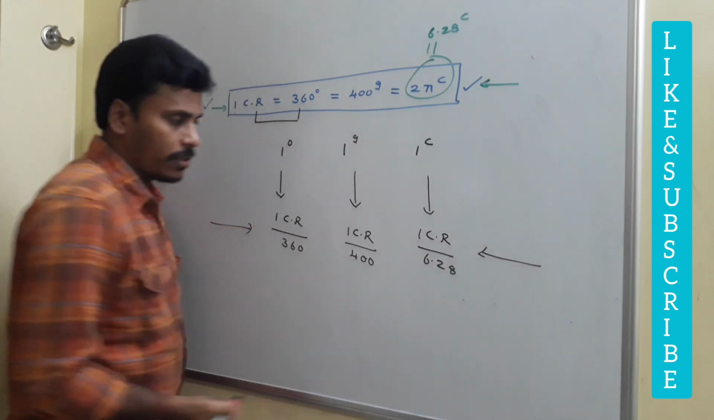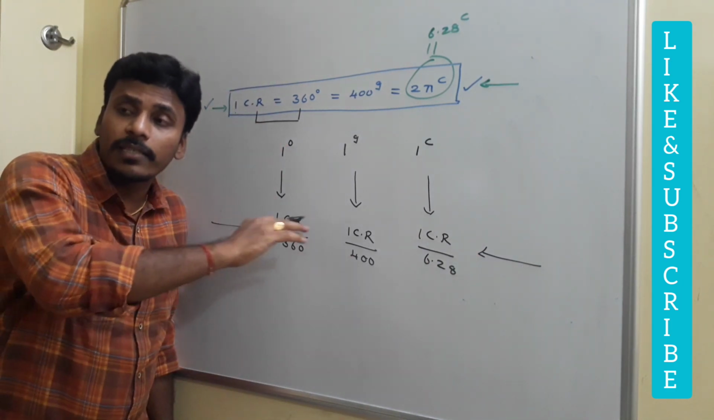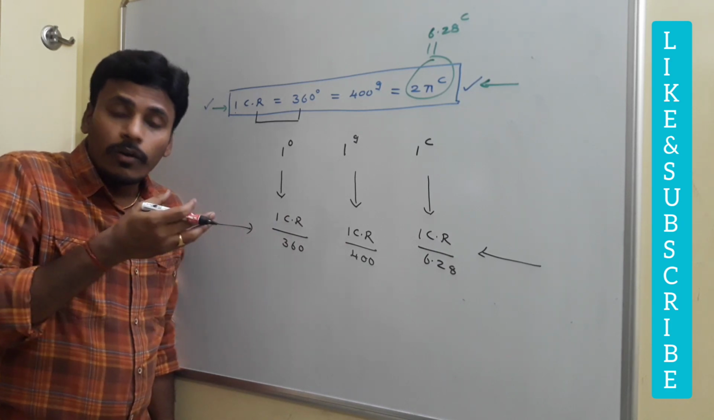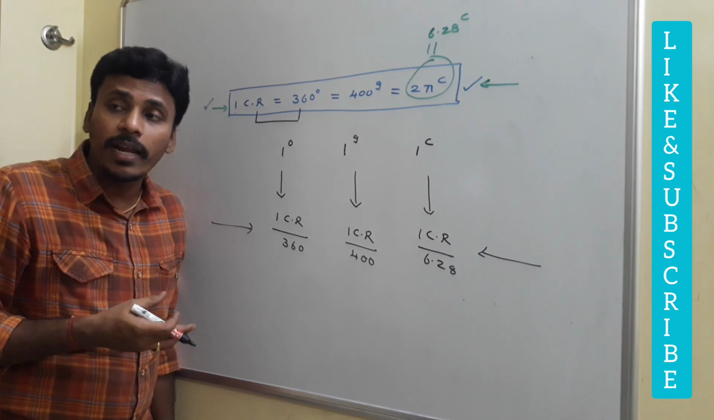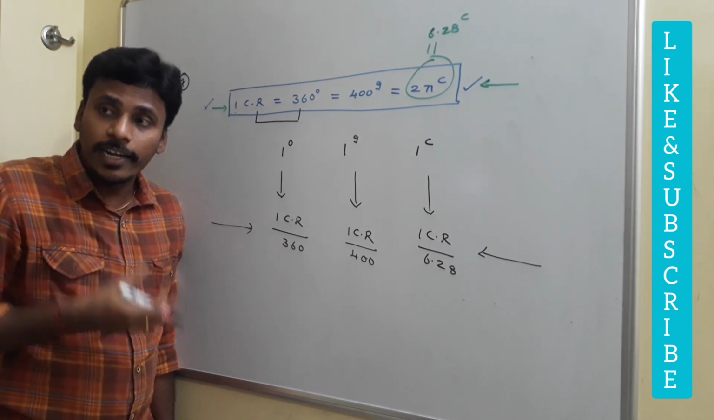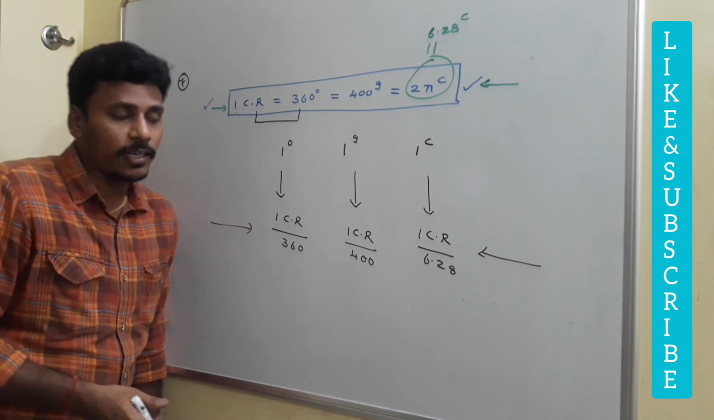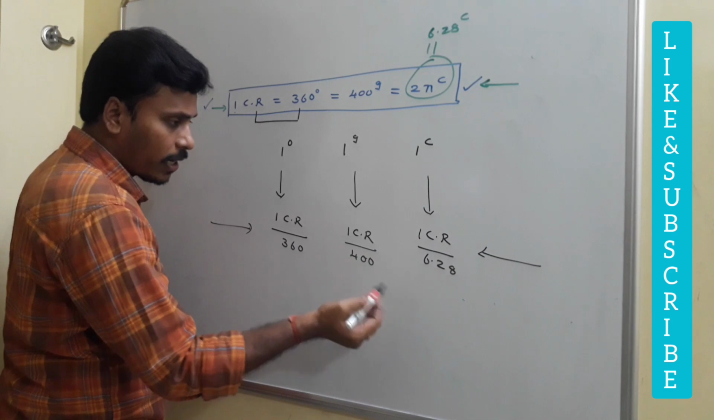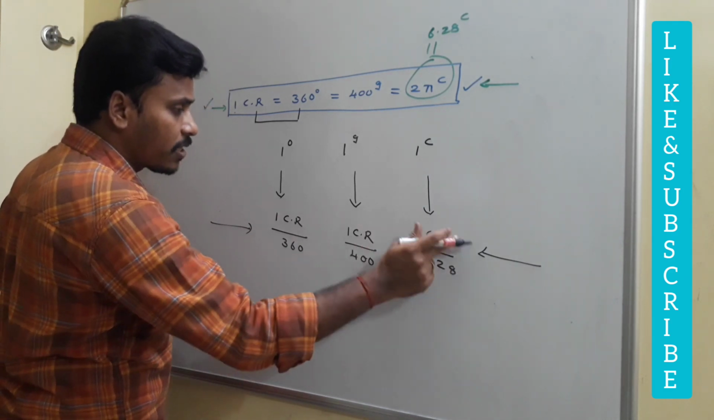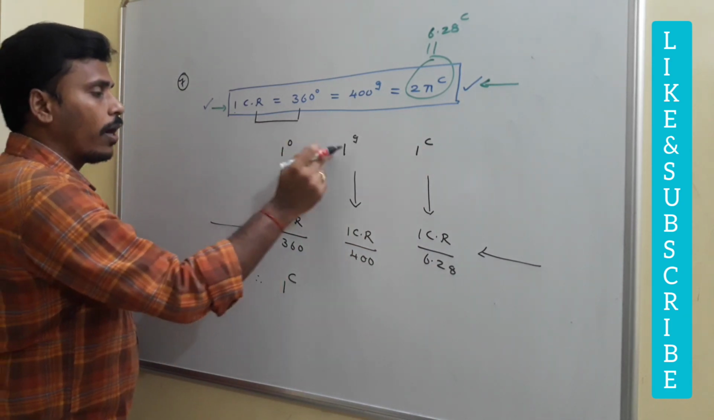Now look at all these three. I think you know the basic comparison of fractions. Here the numerators are the same. Since the numerators are the same, the fraction having the lesser denominator is automatically greater. Is it right? With that basic logic, if you observe the denominators, 6.28 is the smallest one. Automatically this fraction is greater. So 1 radian is the largest among all the three.